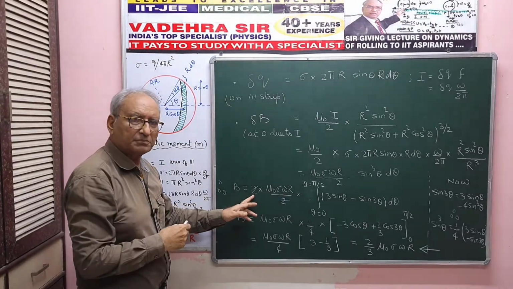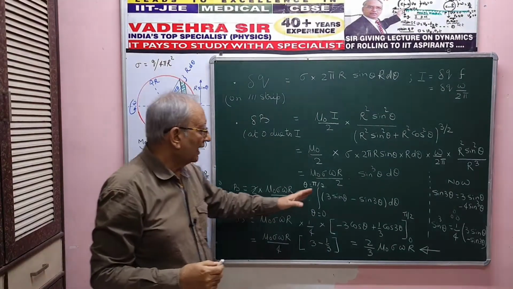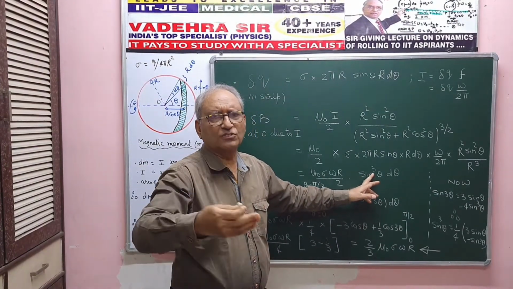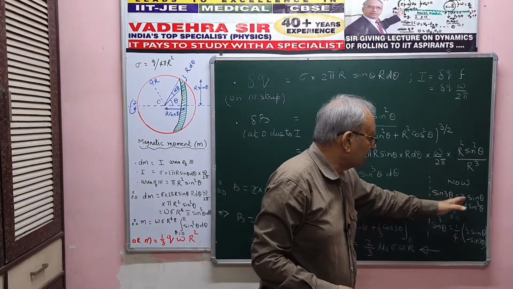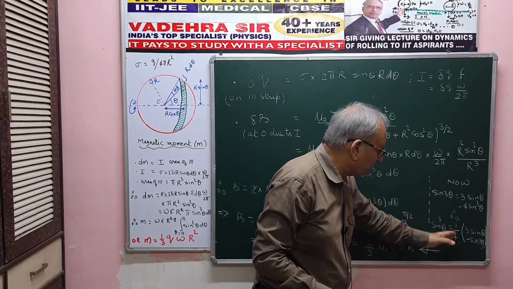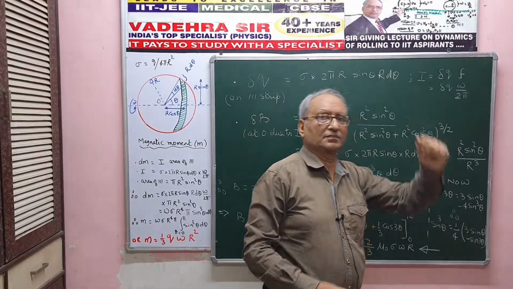So 2 times mu naught sigma omega r by 2 and sine cube theta. I will just help you with your integration. All the students of maths will enjoy doing that. Well, sine 3 theta is 3 sine theta minus 4 sine cube theta. Therefore, sine cube theta is 1 by 4 times (3 sine theta minus sine of 3 theta).